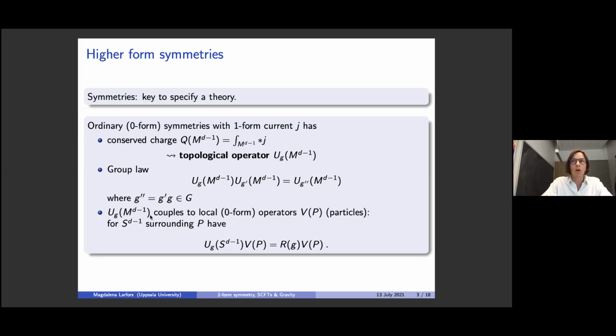Furthermore, these topological operators couple to charged local operators of the theory, which in this case would be particles, so zero-form operators. The way that it couples is that we can surround the local operator with a sphere and look at the topological operator on that sphere. This will pick up the charge, or the representation, of the operator under the group. So this kind of equality can be written down.